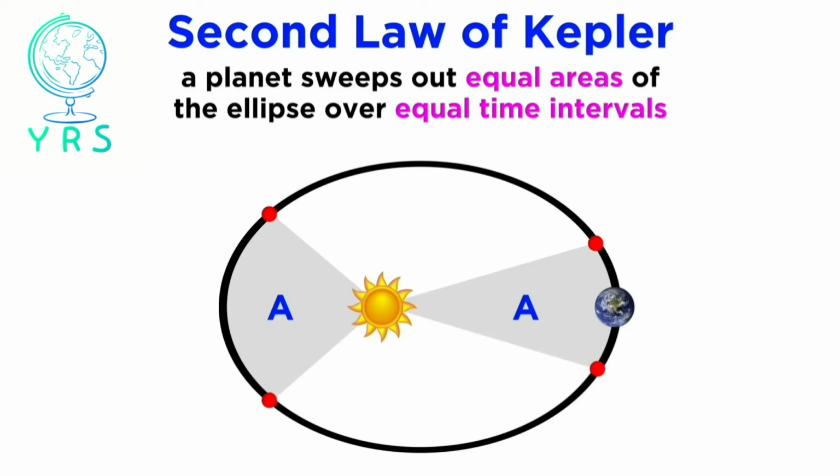Let us consider that it covers a portion of area CD in a particular time, and it covers a portion of area NM in a particular time. Though the areal velocity is different, the area covered by them is equivalent. So we may say that the planet sweeps equal areas of the ellipse over equal time intervals.